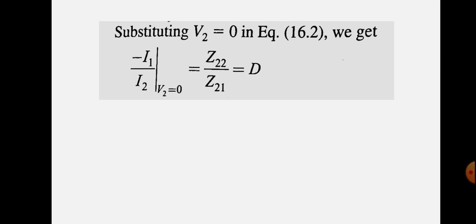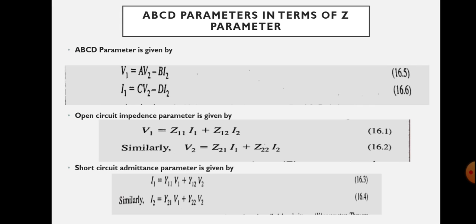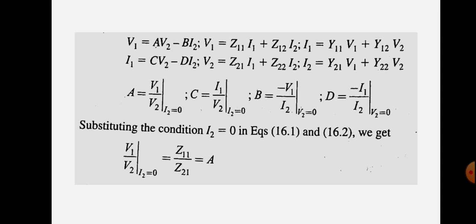Next you have to find the relationship between ABCD parameter and Y parameter. So you have to take what equation? ABCD parameter equation, and also you have to take this equation, that is equation 16.3 and 16.4, that is representing the short circuit admittance parameter. So this is that equation, that is I1 and I2 in terms of V1 and V2. So the procedure is same.